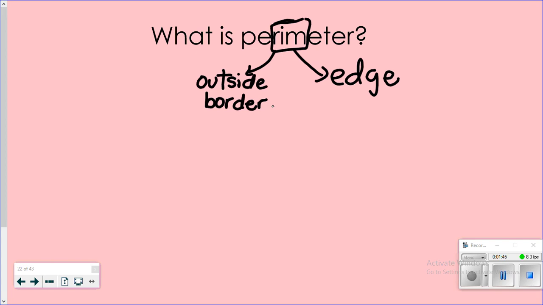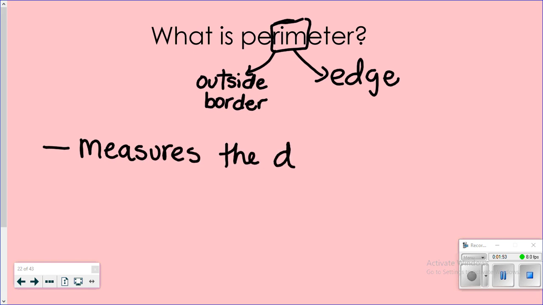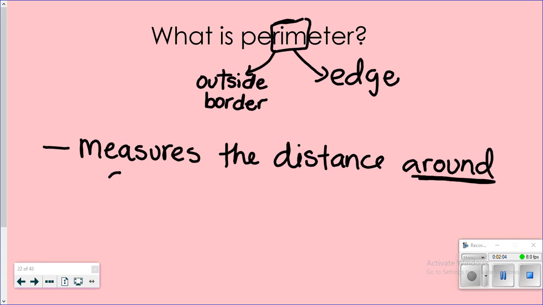So underneath this, we're going to write perimeter measures the distance around. That's that key word. A shape. We've been measuring the inside of a shape. This time we're going to be just looking at going around a shape.